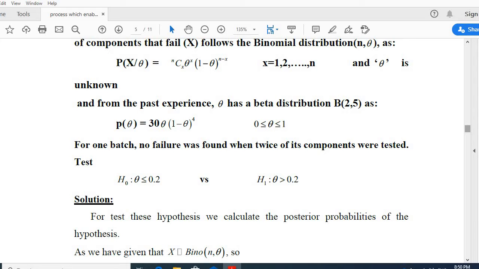For one batch, no failure was found when two of its components were tested. Test H0: theta is less than or equal to 0.2 versus H1: theta is greater than 0.2. To test these hypotheses, we calculate the posterior probabilities of the hypotheses.